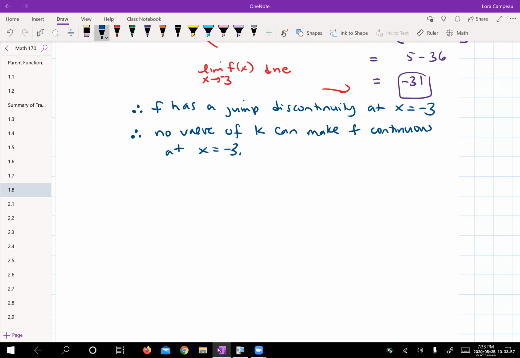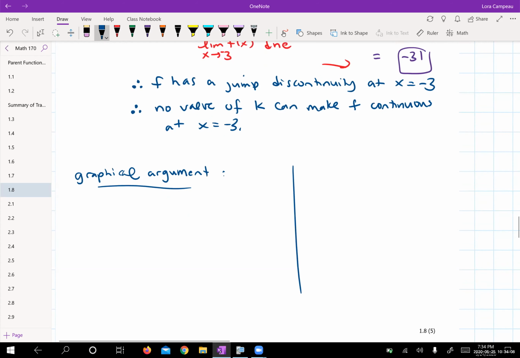So a little graphical argument. The way we're looking at our two pieces, y equals x plus 10. We know that it's not quite defined at -3. So I'll mark it on the function. Y equals x plus 10. And where am I getting this? I'm getting this from our function. So let me make sure that I'm not making this up. We have the function is x plus 10 if x is less than -3.